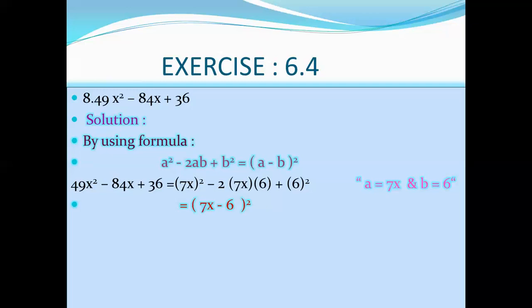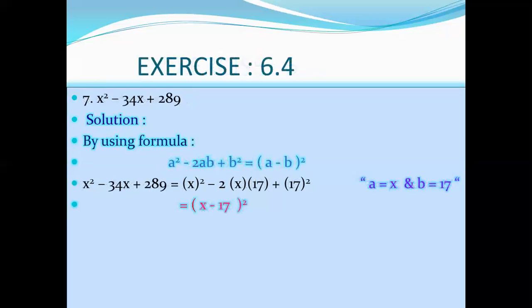A is 7x and B is 6. So instead of A you put 7x and instead of B you put 6. After putting the values, we got the answer (7x minus 6) whole square. Come to the next question.